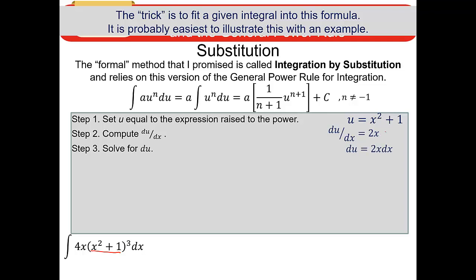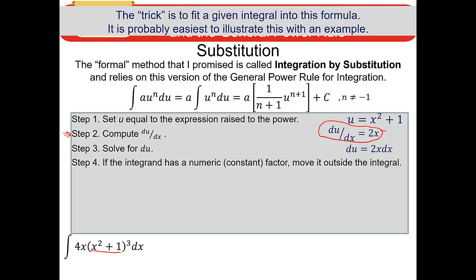And in reality, you can skip this step if you like, because you can see where you're going. You can go ahead and say that du is 2x dx without having to write down that second step. So step 2 is easily skippable as you get more used to doing these. But I put it in the beginning just for emphasis. Step 4. If the integrand has a numeric constant factor, move it outside the integral. And you see here that numeric factor is 4. So the best thing to do is just to get it out of the way by moving it outside of the integral.